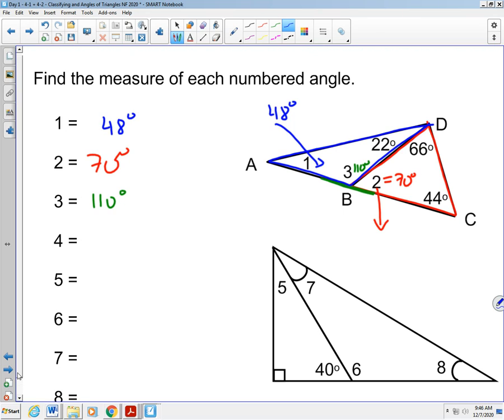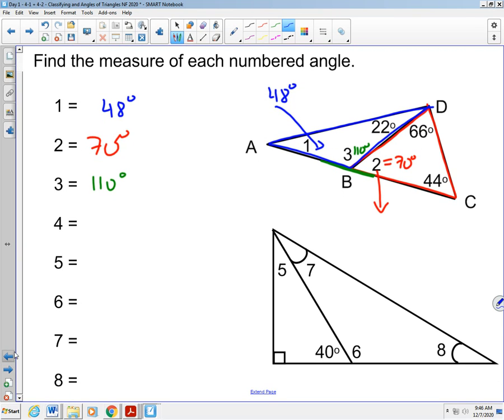All right, now let's take a look at the bottom picture. Okay, what I just told you, that angle 7 is congruent to angle 8. Okay, if this angle is 40, how big is angle 6? The answer is 140, because they form a linear pair. So angle 6 is 140 degrees. Okay, we can also find angle 5 easily. Angle 5 plus 90 plus 40 equals 180 degrees. Therefore, angle 5 is equal to 50.